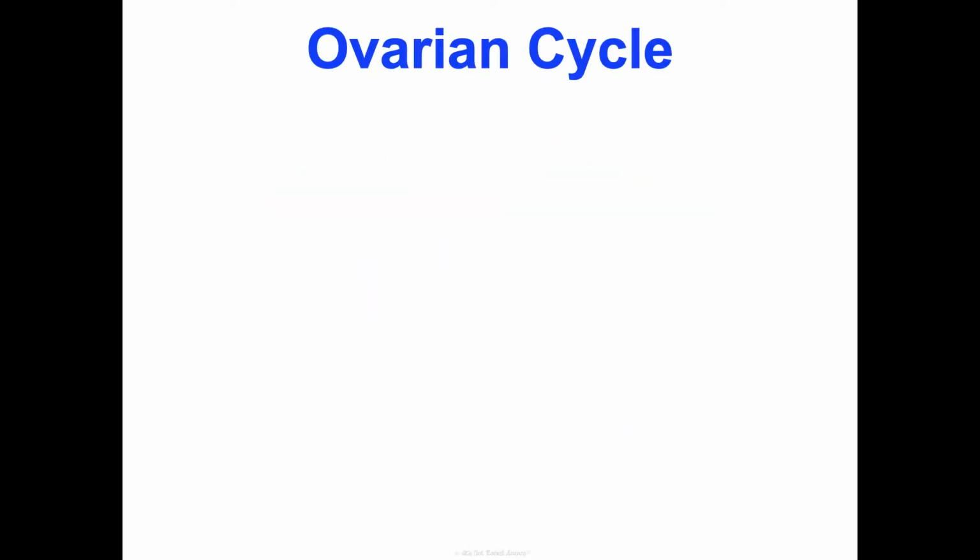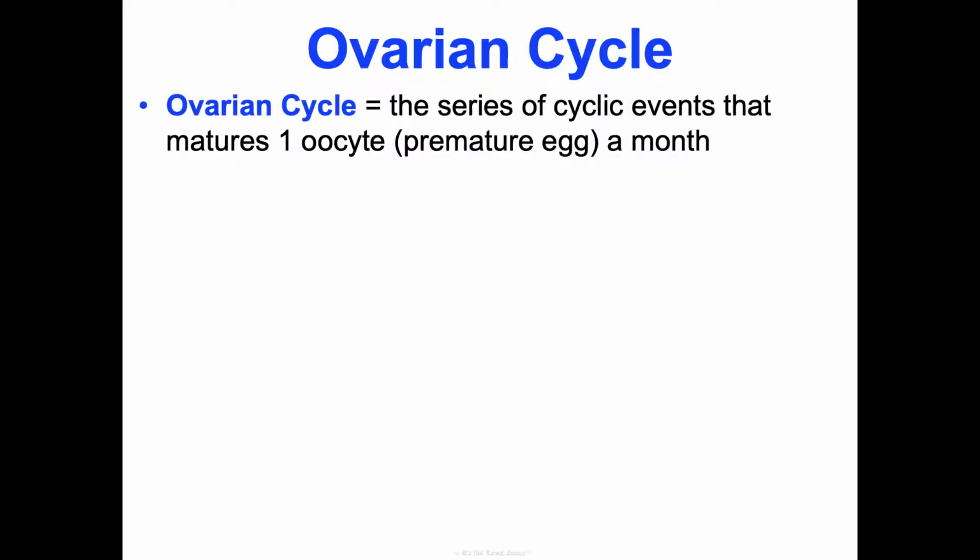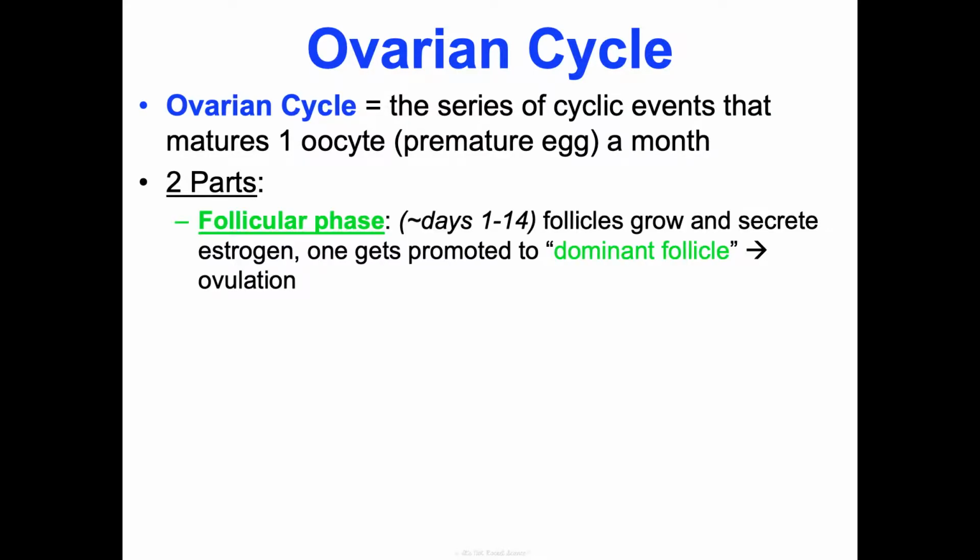So some of the highlights of the ovarian cycle, which you're hopefully going to learn about through the inquiry activity, and they'll make a lot more sense then, is that the cycle is a series of cyclic events that mature one oocyte, which is just a premature egg, a month. So we're just doing one premature egg a month. Two main parts or phases.